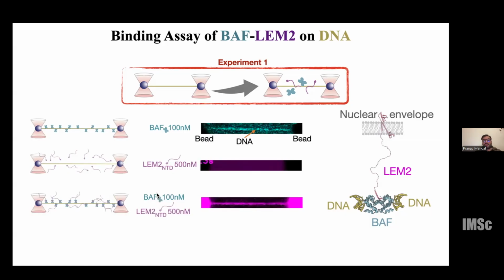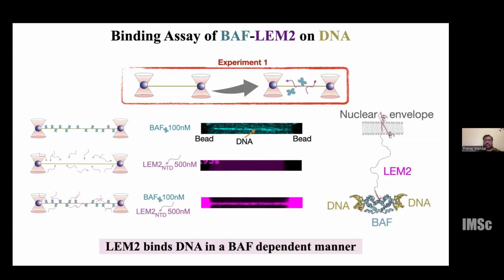But when we add both BAF and LEM2, you can see that LEM2 is chemically labeled here, but BAF is also present in this case. Here both BAF and LEM2 are binding, and that's what we are seeing. So this sets the binding assay that we are going to use throughout the experiment, and we can see that LEM2 actually binds to DNA in a BAF dependent manner.